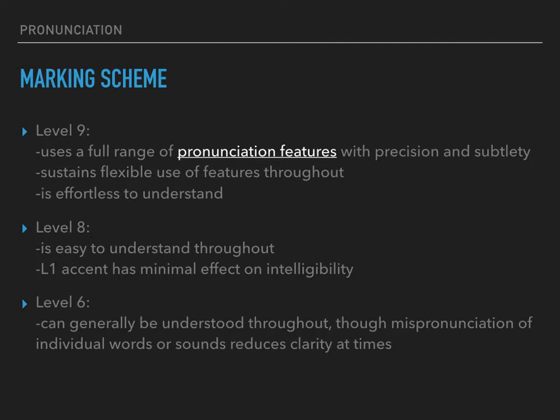And they're all native English speakers, so that means you need the native accent. So your goal would be to achieve level 8 or level 8.5, where at level 8, you're easy to understand throughout, your accent has minimal effect on intelligibility. And level 6, your mispronunciation of individual words or sounds reduces clarity at times, but you can generally be understood throughout. So, for pronunciation, if you want to get a high score here, you have to first take a look at pronunciation features, and second, your accent and your pronunciation of certain words.